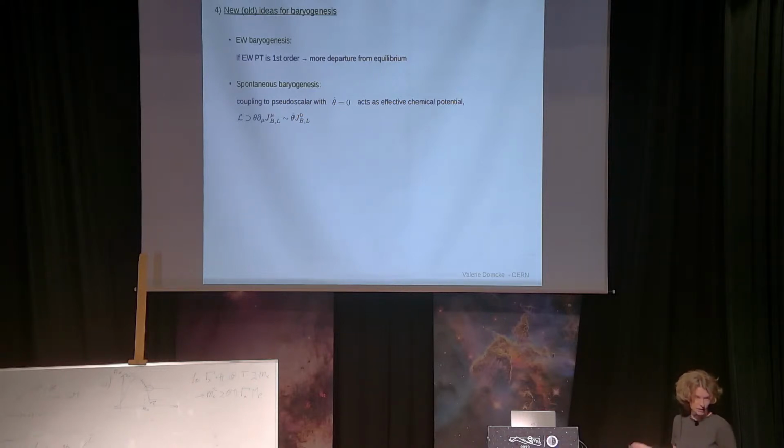Then the question is how long does this field roll, right? Because as soon as this field stops rolling, you have nothing more pumping the asymmetry between particles and antiparticles, right? So you need to make sure that your asymmetry freezes out before this field stops rolling. That's the condition you need to meet.